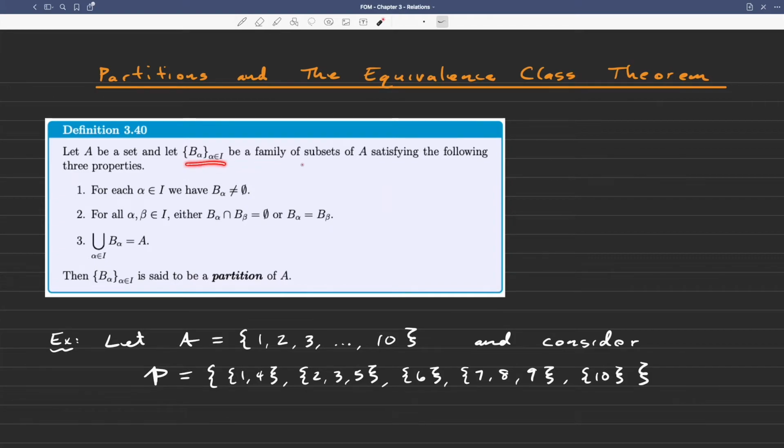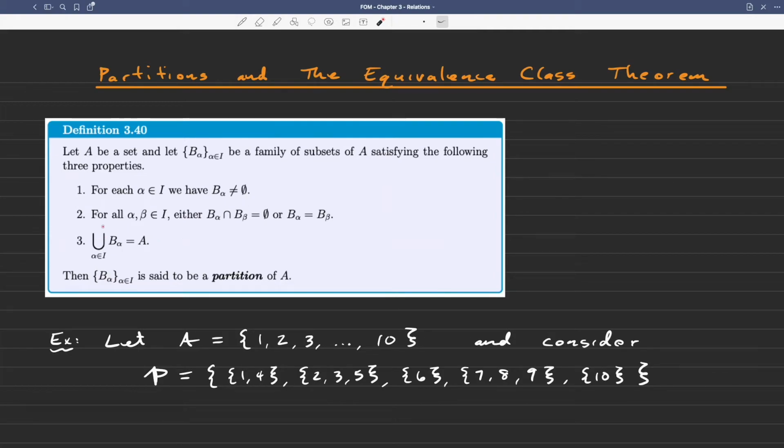These B alphas are a family of subsets of A, the pieces of A. And if the collection of B alphas is going to be a partition, it has to have these three properties. First of all, we rule out that any of the pieces are empty, because it would be silly to have one of the sets in our partition be the empty set. That would be a degenerate thing to consider, so we're going to rule out the case that one of our partitioning sets is degenerate.